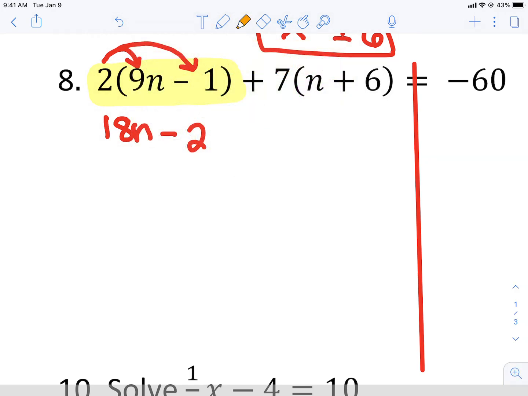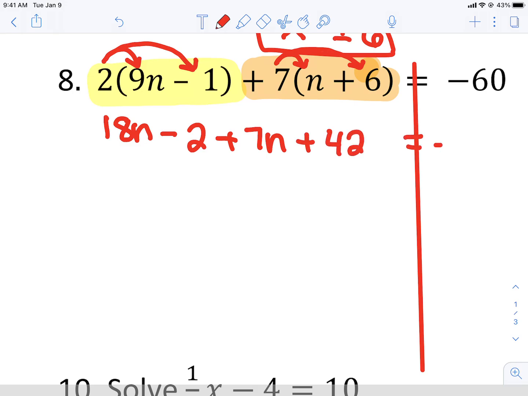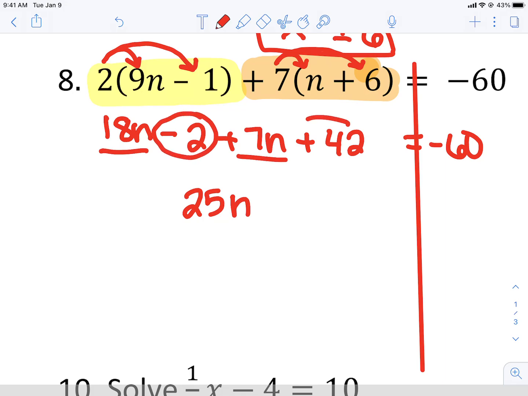Now I can focus on this second set of parentheses right here. I'm going to do the same thing, but distribute the 7 to the stuff in parentheses. So 7 times n is 7n. 7 times 6, the positive 42, equals a -60. From here, we need to combine like terms. So I have the 18n and the 7n. That gives me 25n. Then I have a -2 plus 42, which gives me a positive 40.